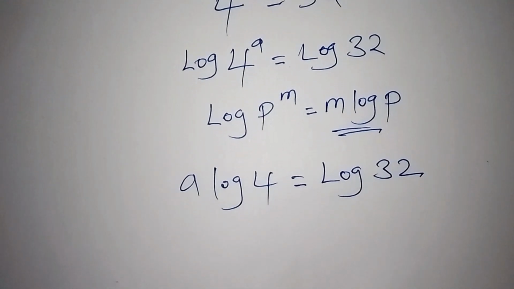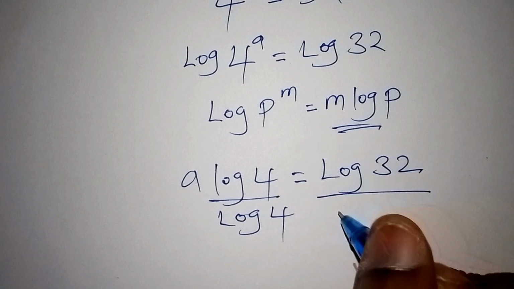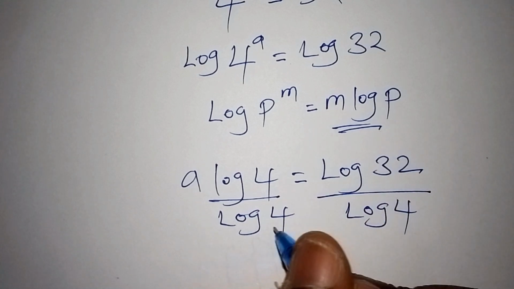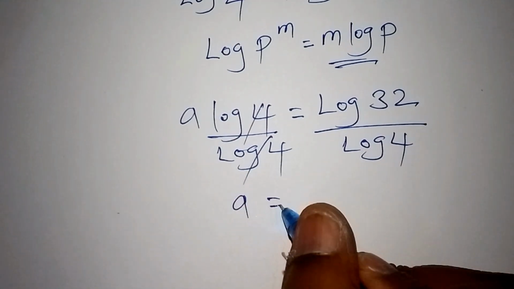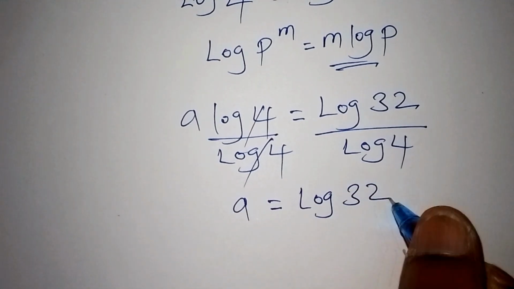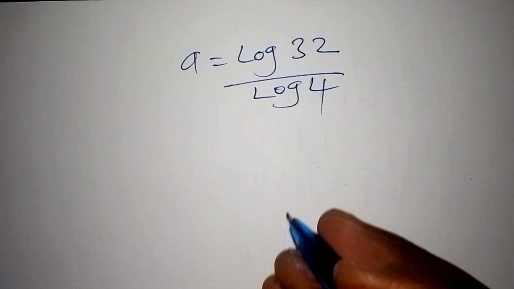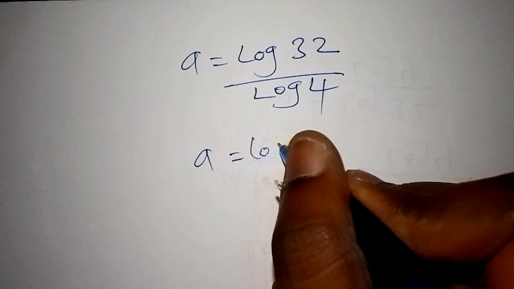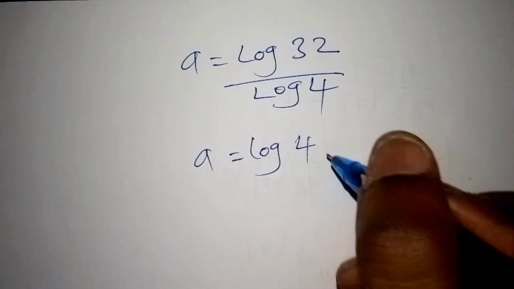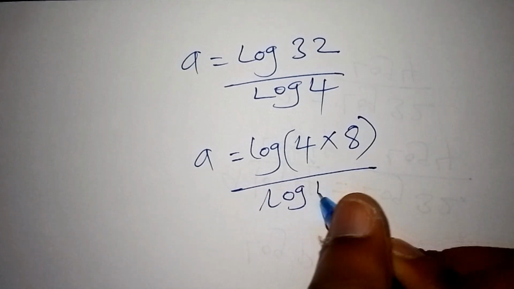From here, we shall divide both sides by the log of 4 so that we remain with a. So all over the log of 4, both sides. The log of 4 and the log of 4 shall now cancel. So now our value for a is equal to the log of 32 all over the log of 4. So this one is not the answer. We can factorize this value, so our value for a can be written as the log of, 32 as 4 multiplied by 8, in the bracket, all over the log of 4.